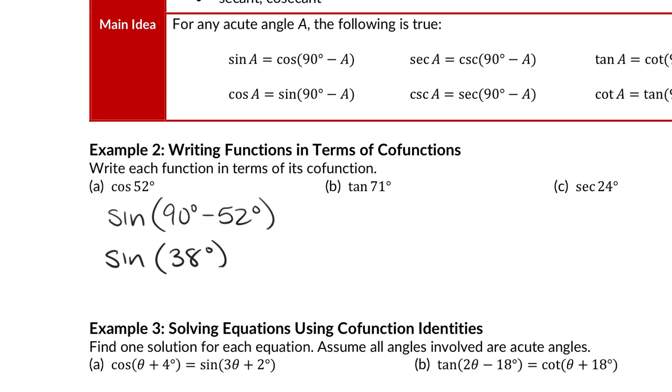Let's do the same thing for tangent. If I want to write tangent in terms of its cofunction, what is the cofunction with tangent? Cotangent. Ooh, don't say cot. Yuck. Cotangent. This is going to be 90 minus the angle I was given in the tangent function. What is 90 minus 71? 19. So tangent of 71 is the same as the cotangent of 19 degrees. And again, this is because these are cofunction pairs. And in a right triangle, they will end up having the same ratio.